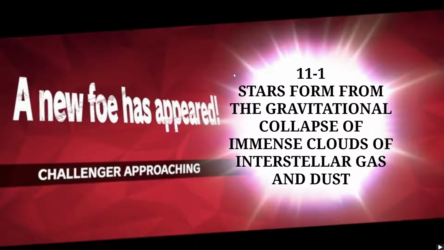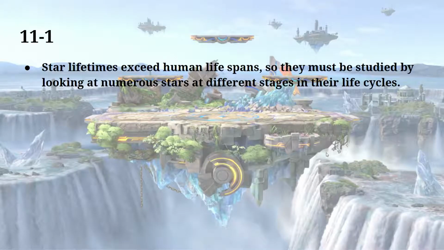So 11.1 says, stars form from the gravitational collapse of immense clouds of interstellar gas and dust. Remember, interstellar means in between the stars. So there's just a bunch of dust and gas floating around out there, and if it's thick enough, eventually it just collapses in on itself and becomes a star.